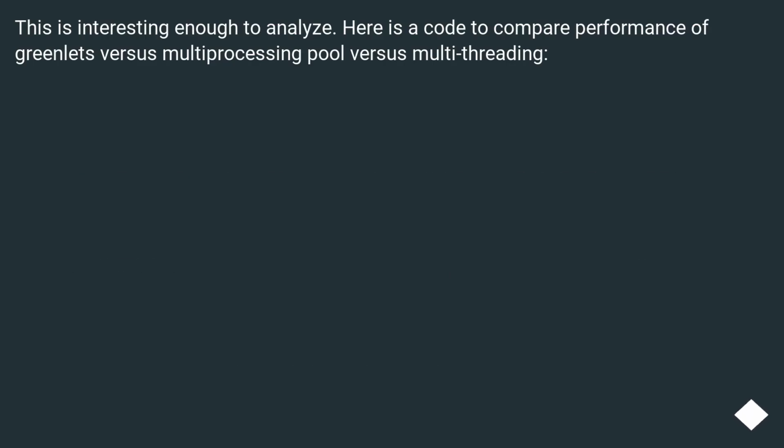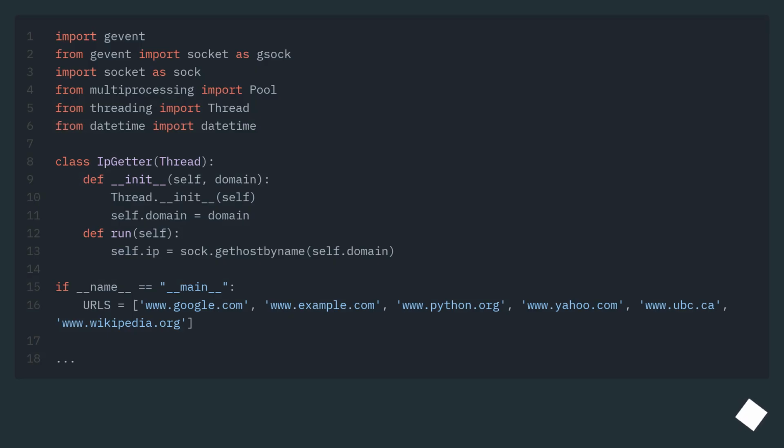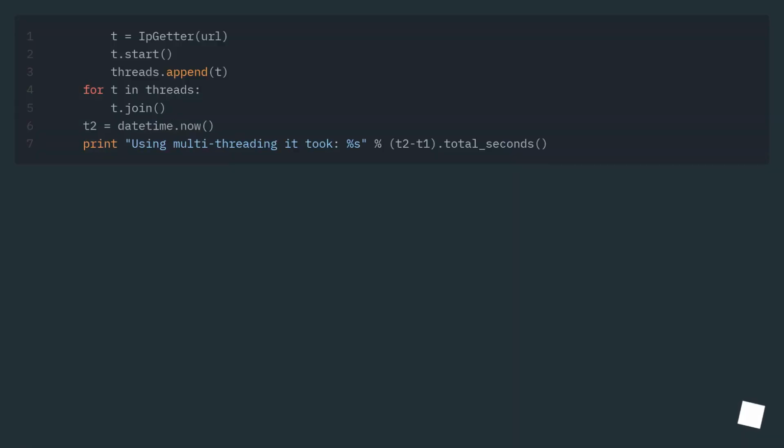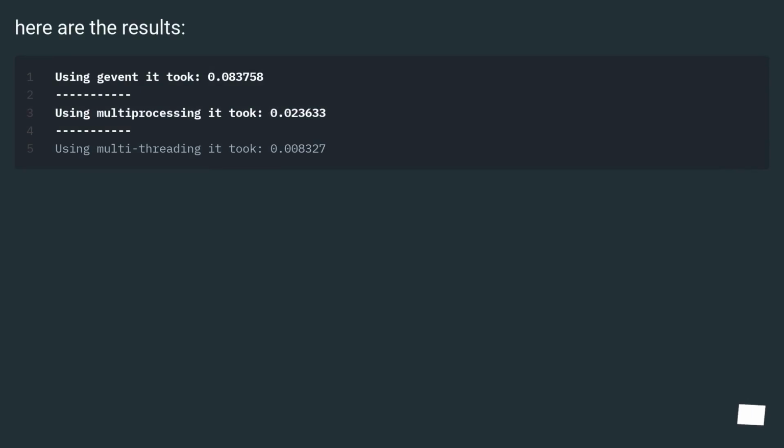This is interesting enough to analyze. Here is a code to compare performance of greenlets versus multiprocessing pool versus multi-threading. Here are the results.